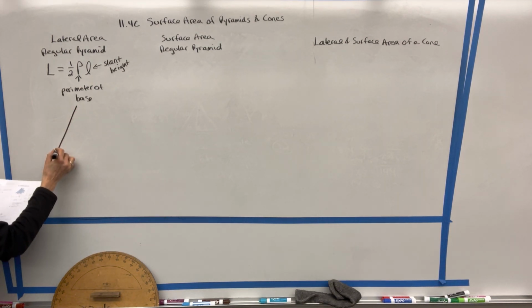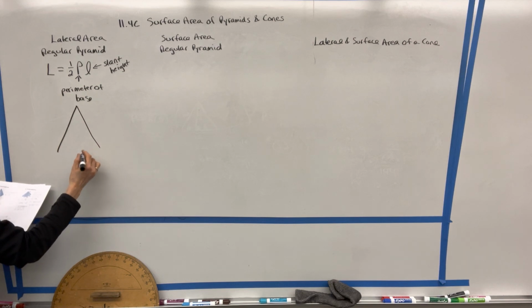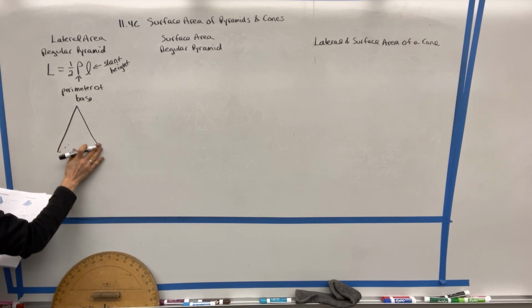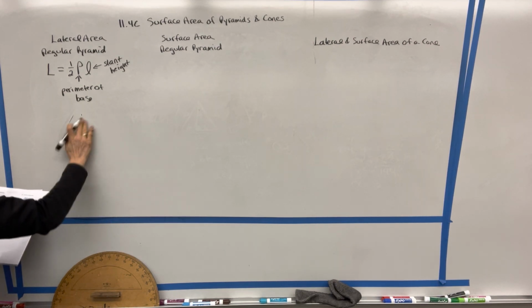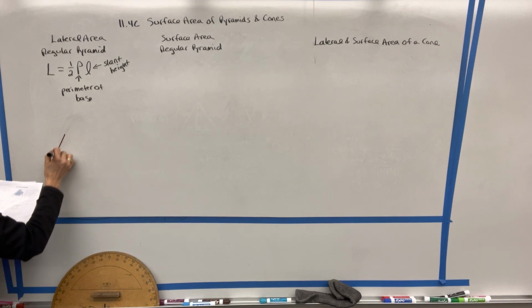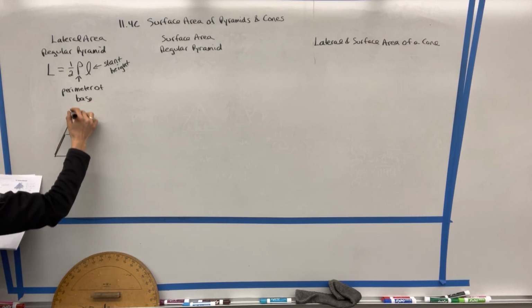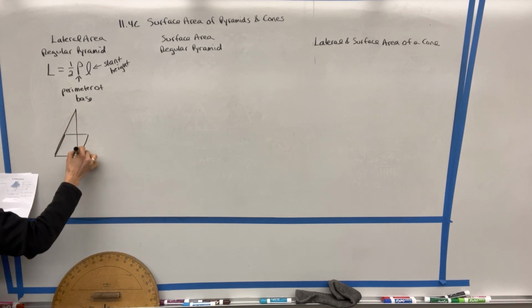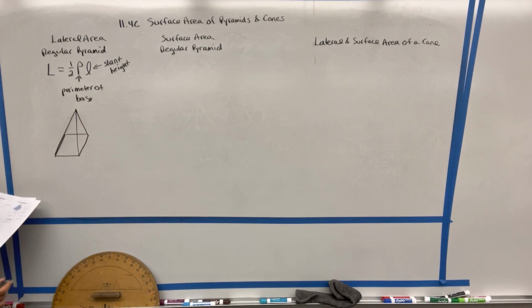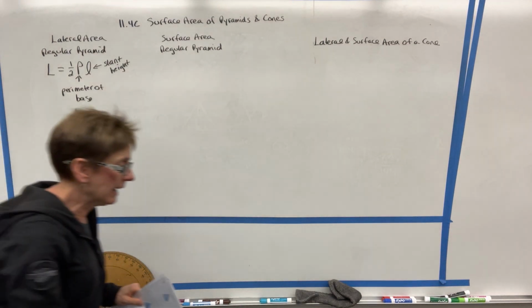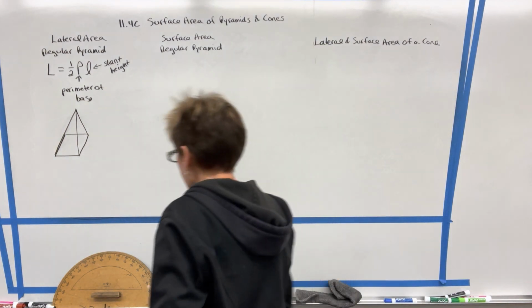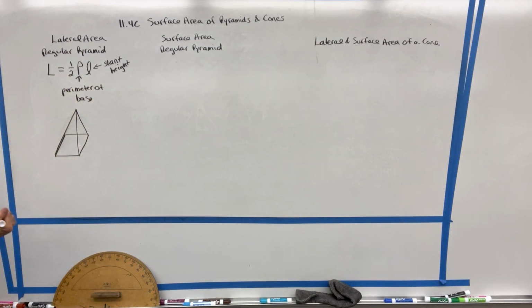So let's do a pyramid with a square base. In fact, I'm going to draw the base first because that's typically an easier way to do it. So I'm going to draw my square base, and then draw the pyramid coming up from that. It's important to understand what slant height means. Slant height means the height if we go along the outside of the pyramid.